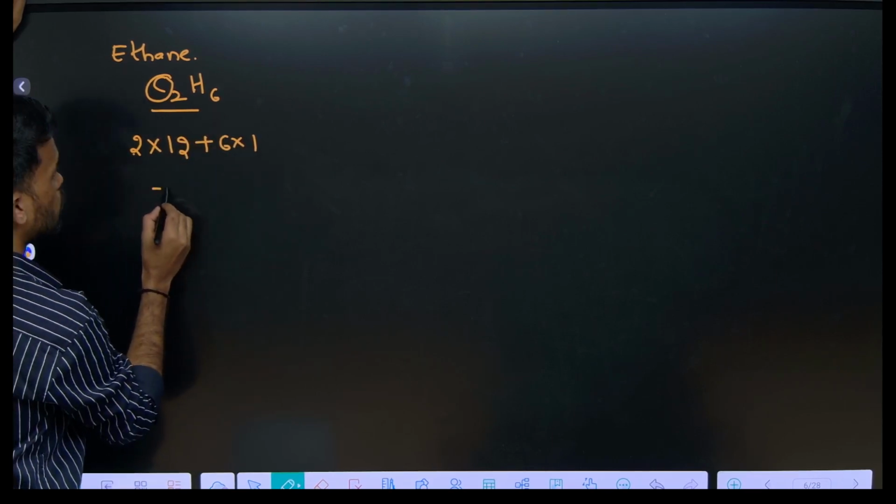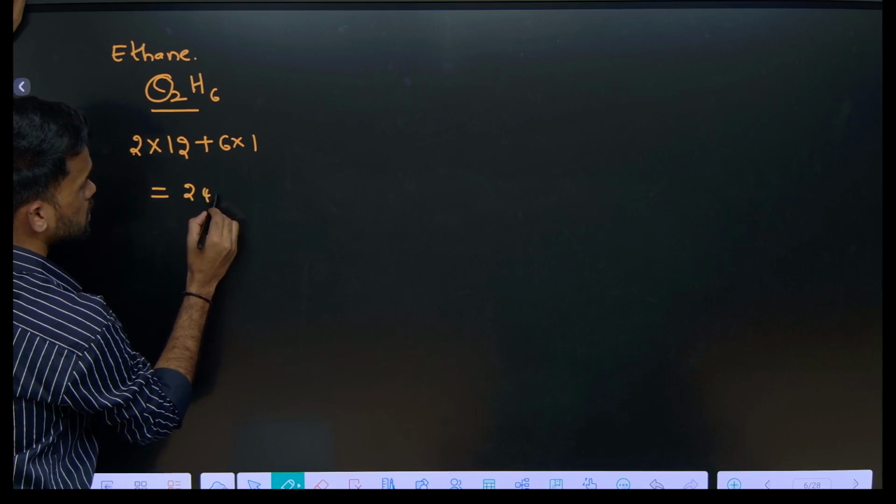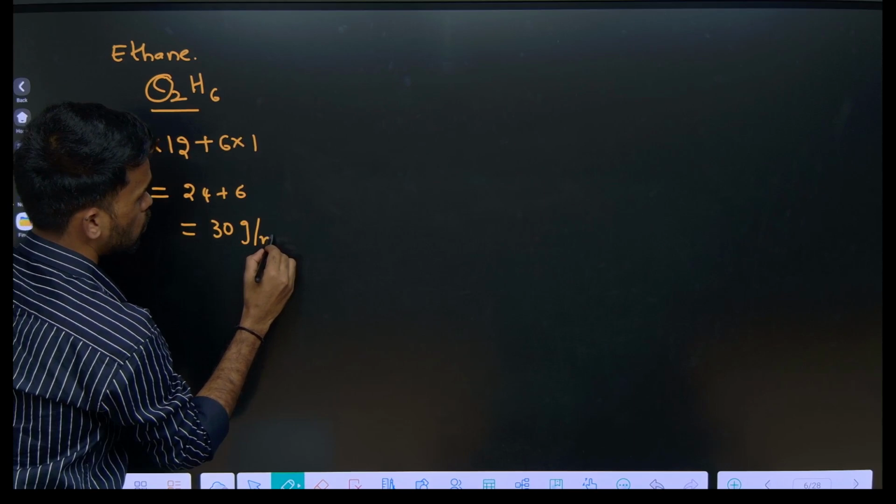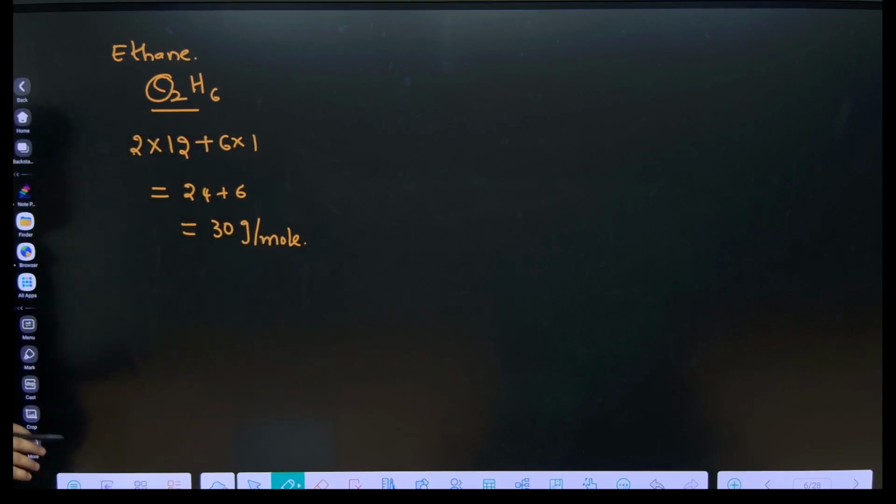Okay, so therefore how much are we getting? 24 plus 6. So we are getting 30 gram per mole. Okay, I hope this is clear.